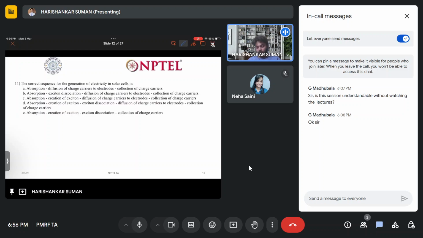The correct sequence for the generation of electricity in solar cell. Please answer this question. You have 2 minutes.